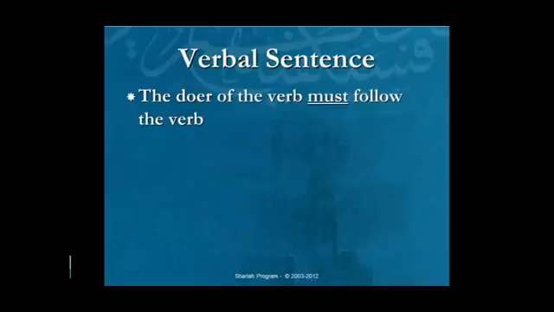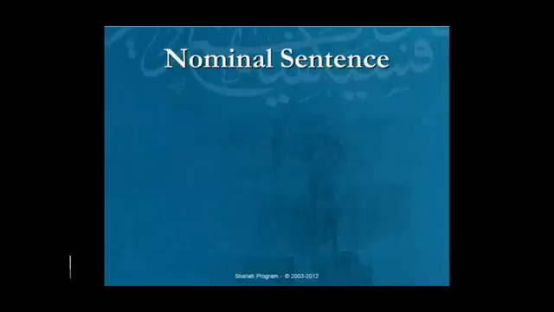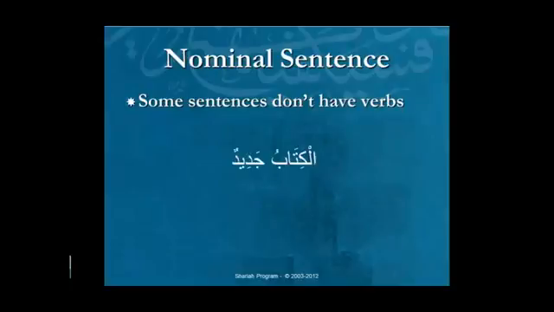So here's the principle: the doer of the verb must follow the verb. If I want to say "Zayd went," I'm going to bring Dhahaba first, and I'm going to bring Zayd second, and Dhahaba Zaydun is the standard format. This is how you would say "Zayd went." In a nominal sentence, there are no verbs. You can have a sentence that doesn't have a verb at all, like Al-Kitabu Jadidun, the book is new.